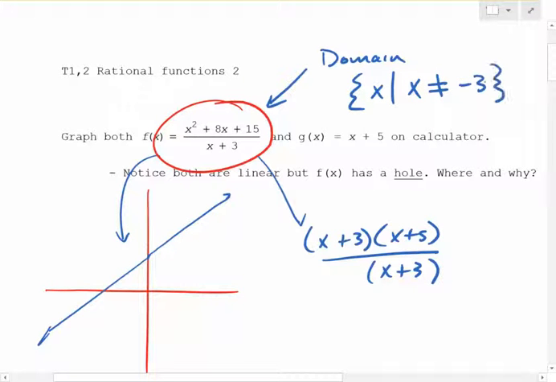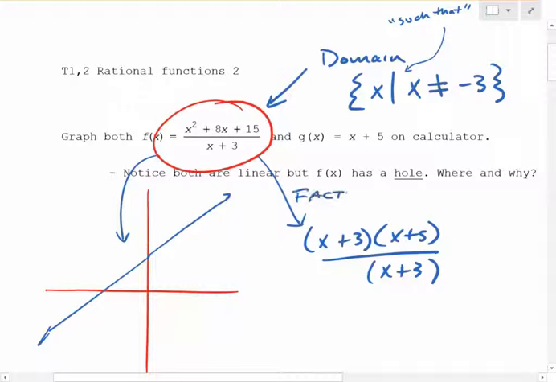Can you plug in negative 3 into the original function? No. What happens if you plug in negative 3? It's undefined. Can you plug in every other number? Yeah. That bar right there, you see that little bar? That means such that. So that says x such that x doesn't equal negative 3.